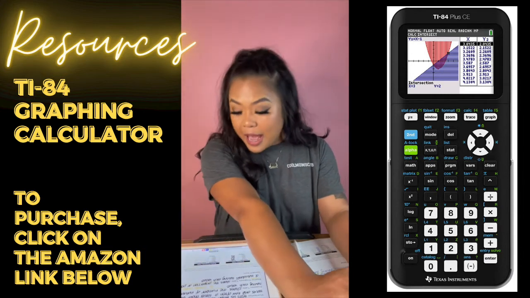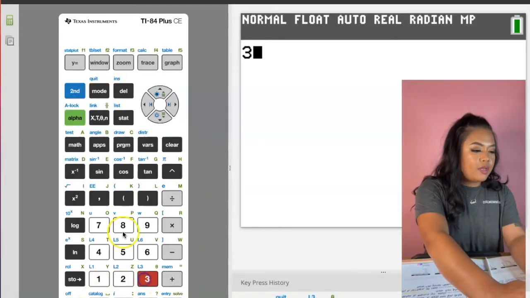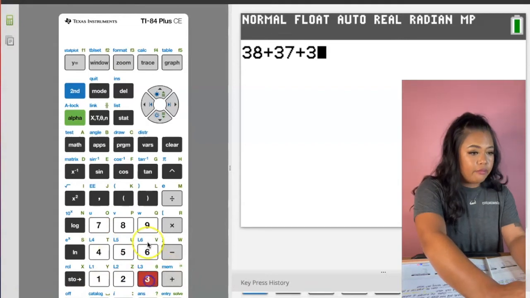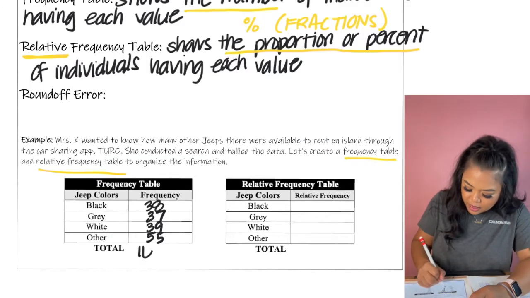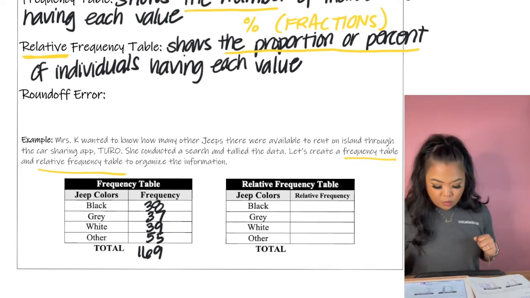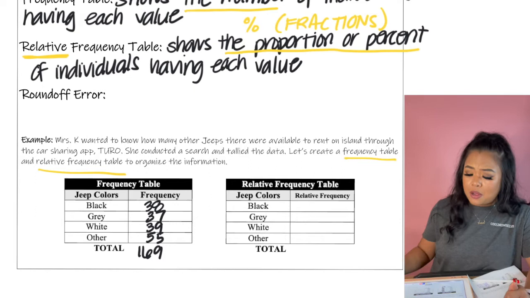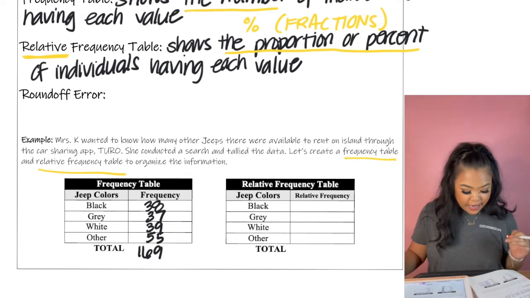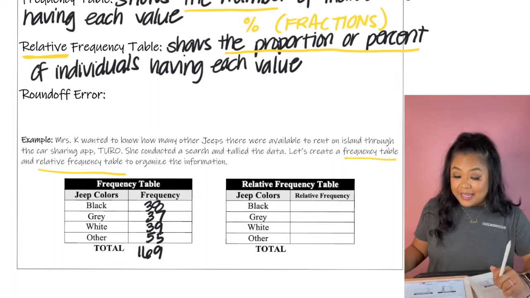All right, so you're going to add up all these numbers using your calculator. We have 38, 37, 39, and 55. Okay, so that gives me a total of 169. Hopefully you checked my work, to make sure I'm doing it right. So if you see a mistake, please say something or comment below. All right, so we got the total, which was 169. Let's move on to find our relative frequency table.